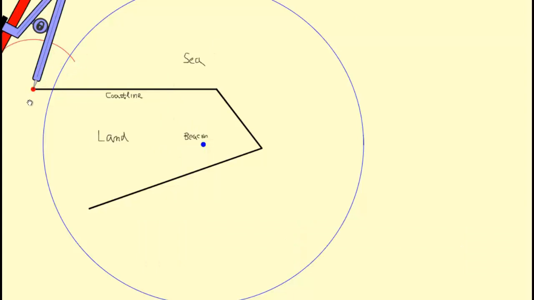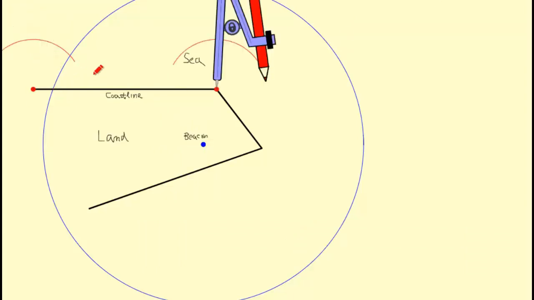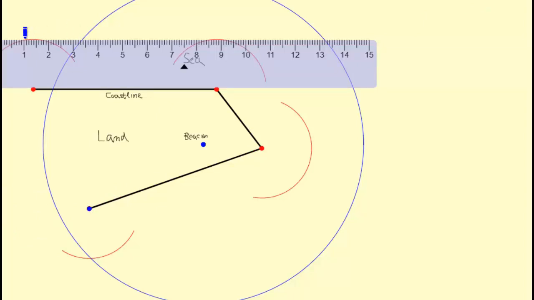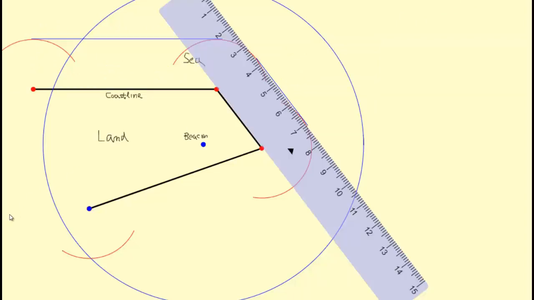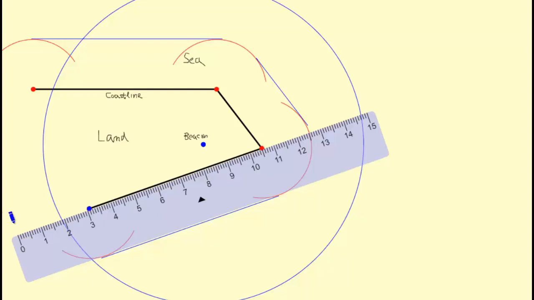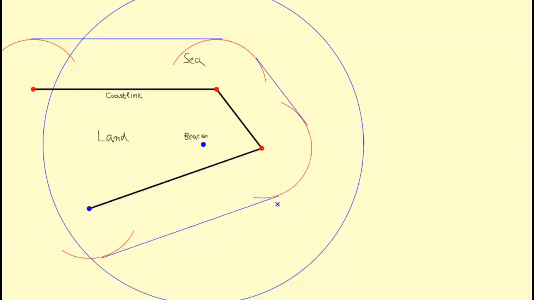Draw one arc 2 centimeters away from this point, and one arc from this corner, and the next arc from this corner, and the last one from this corner. So we have drawn our 2 centimeter arcs from each corner of this coastline. Now join the top of these arcs and then join the last one.